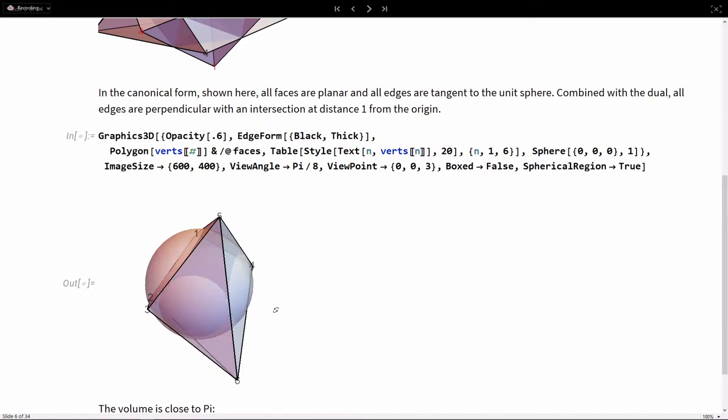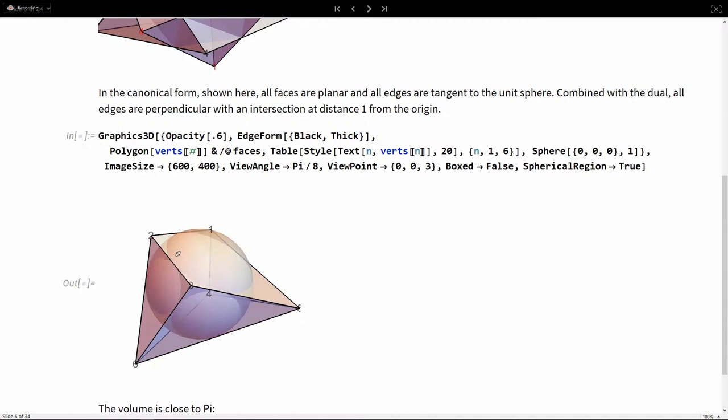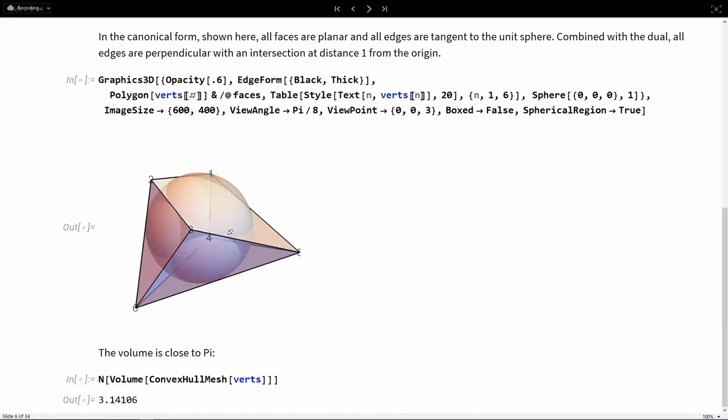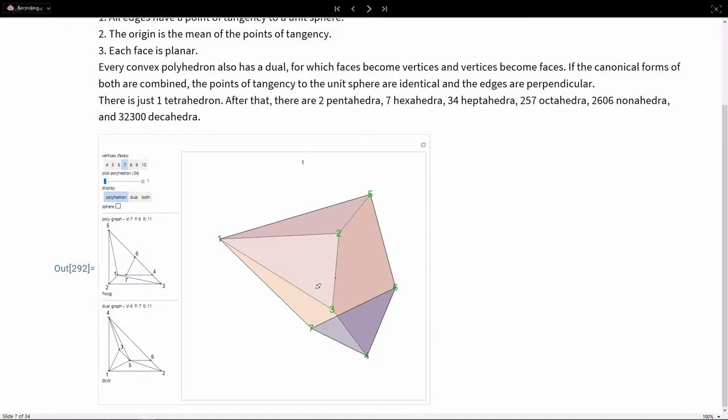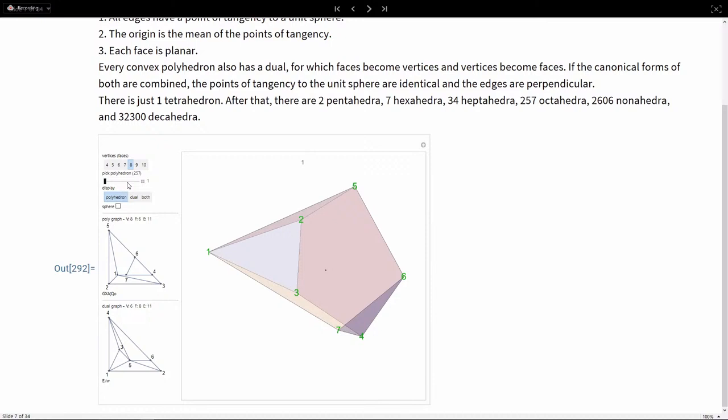And it's possible to do this with every polyhedron. Every polyhedron has a canonical form. And it just so happens that for this object with six faces, its volume is very close to pi, to four decimal places. And as I said, you can do that with any polyhedron. Here's the demonstration Canonical Polyhedra, where you can basically take any polyhedron up to 10 faces, and it will automatically make the canonical form for that polyhedron.